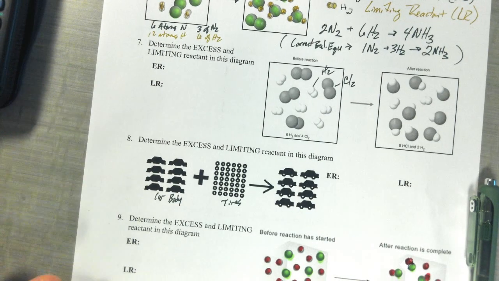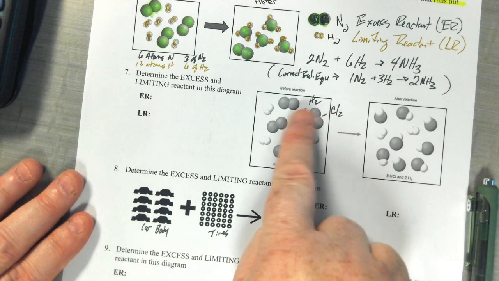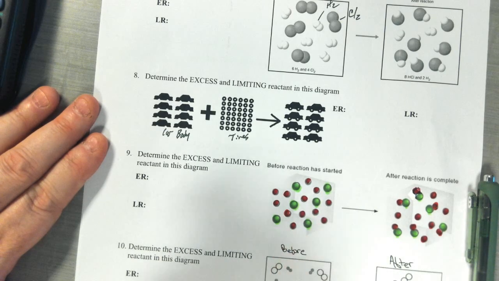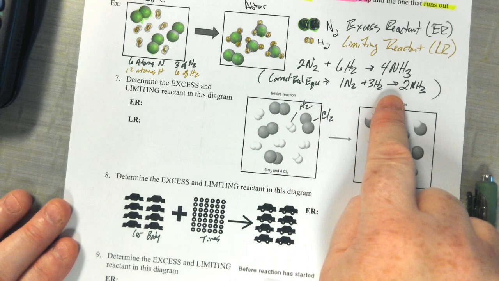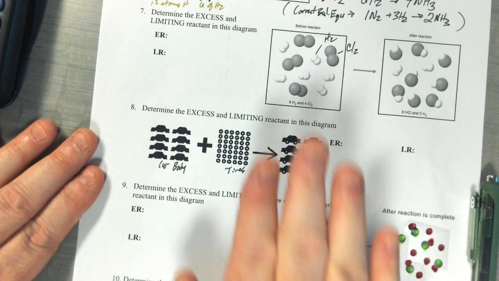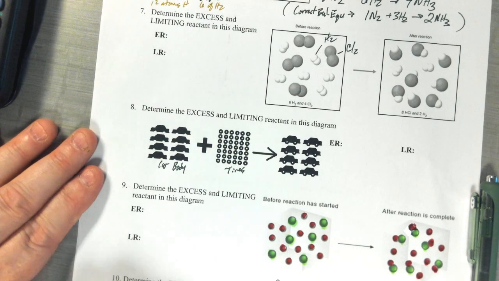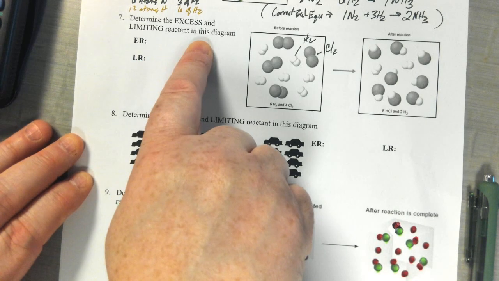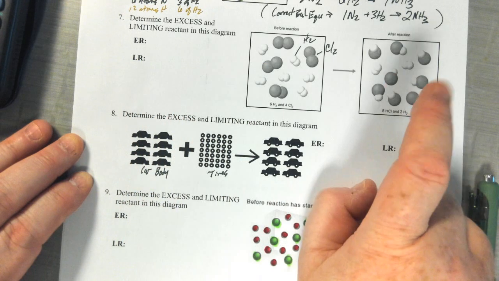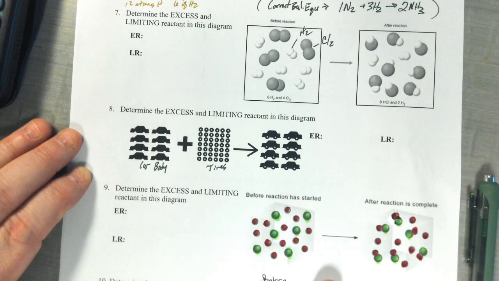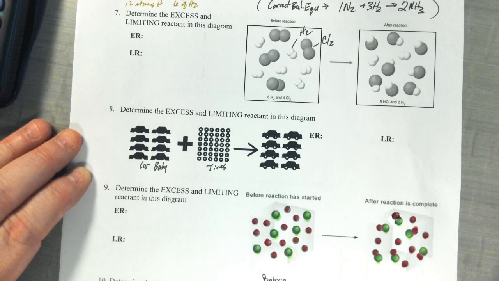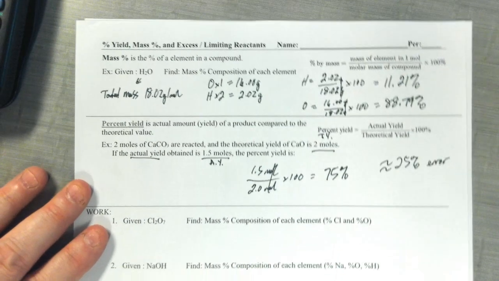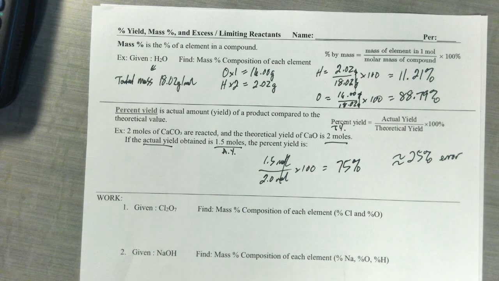So for 7, 8, 9, and 10, I want you to use the labels I gave you, okay, or colors. This one you're going to have to use colors. You don't have to give me the correct balanced equation, but just tell me what the excess reactant is, what the limiting reactant is, what is excess, what didn't get used up, and the limiting, what did get used up in every single reaction here or scenario. Okay. All right, and that is your review on percent yield, percent mass by composition, excess, and limiting reactant.